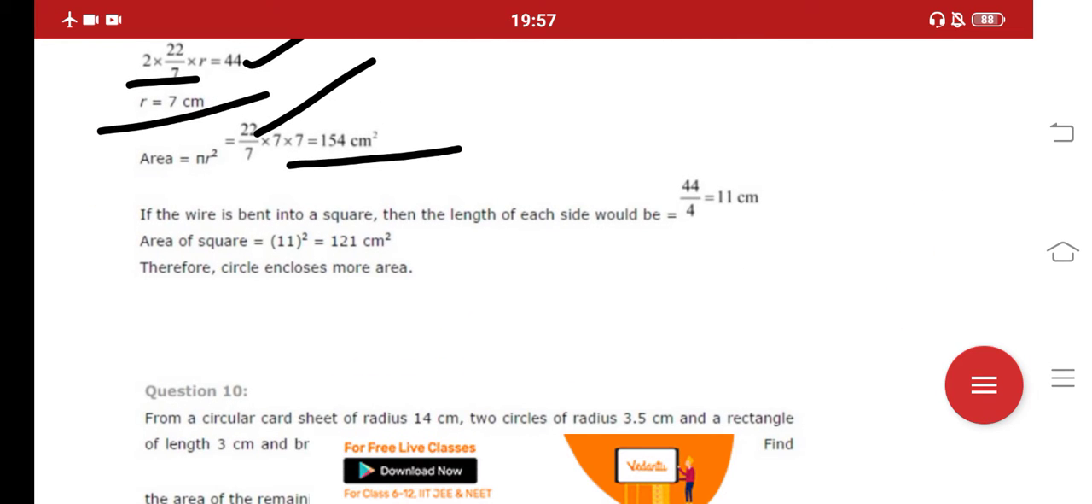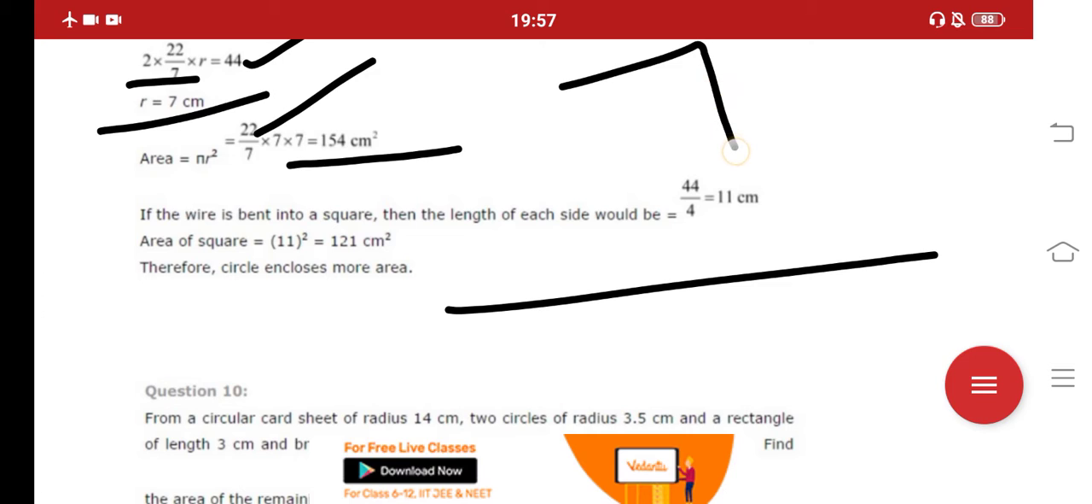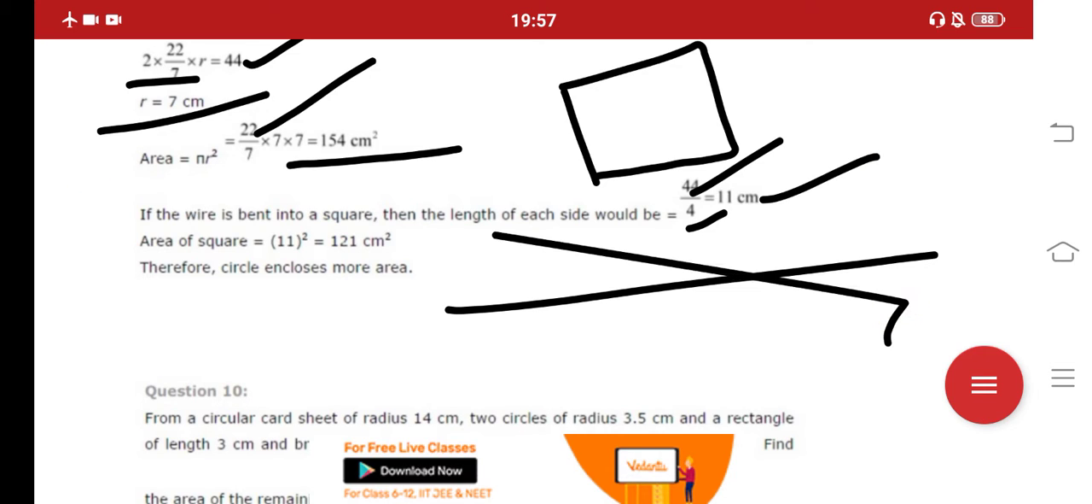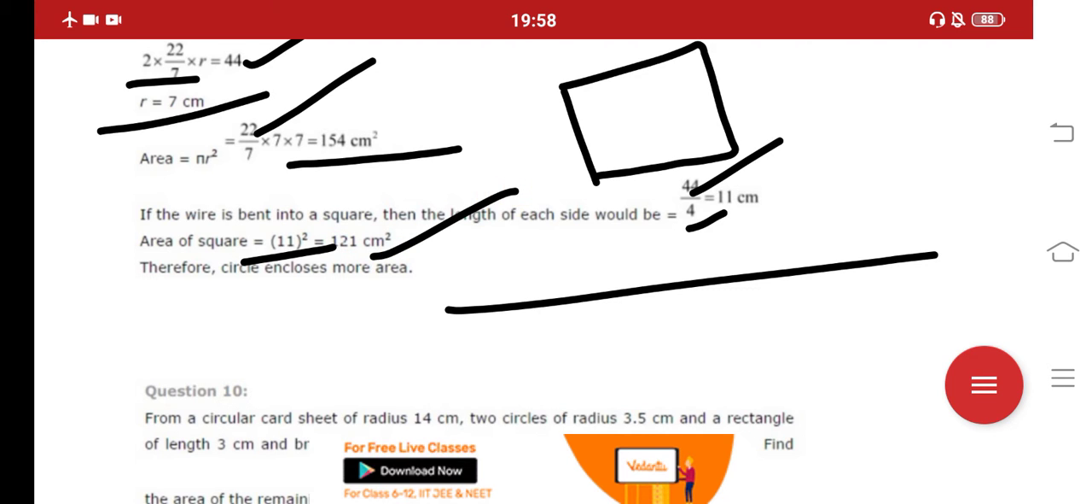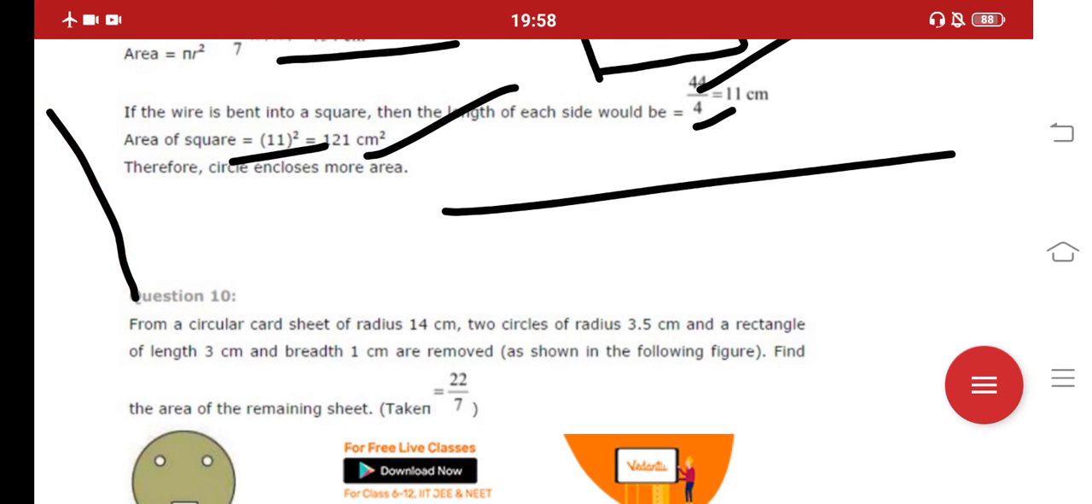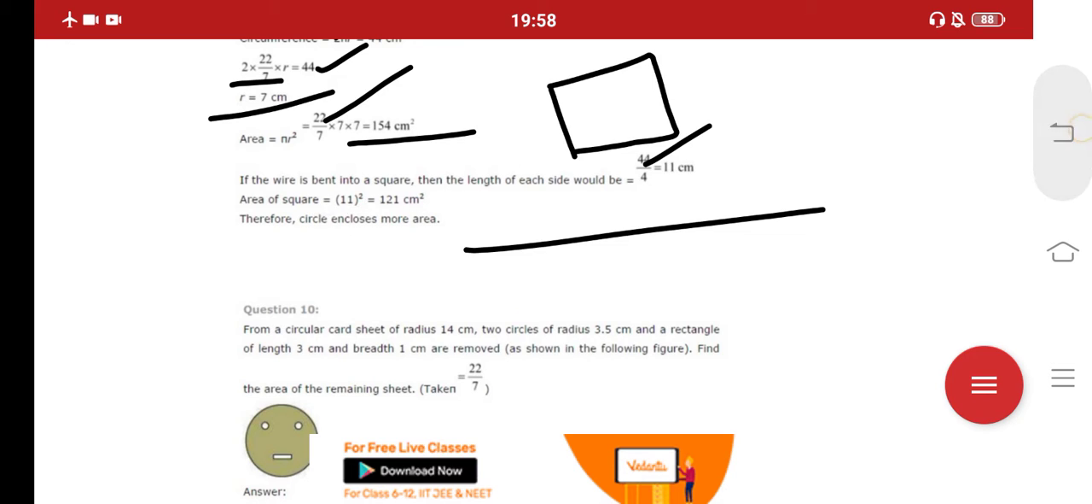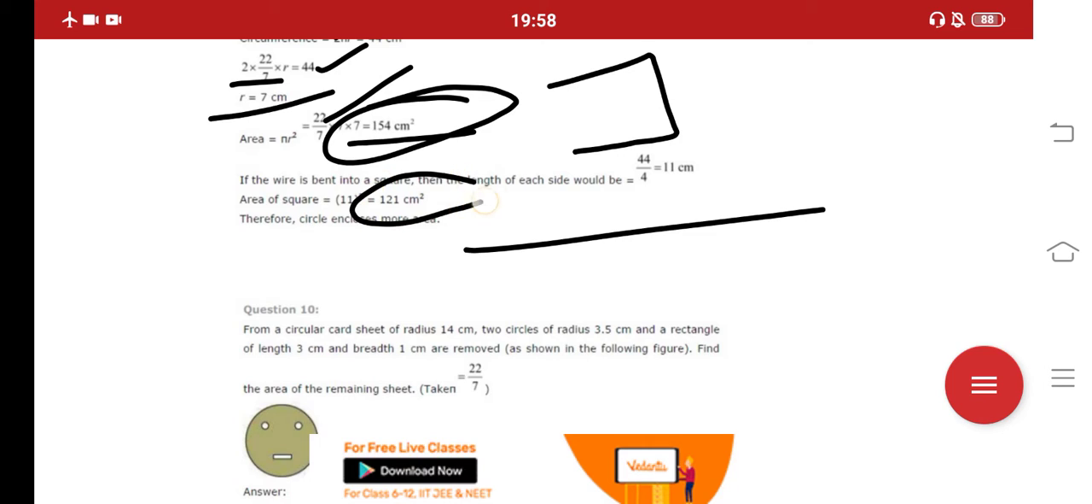Okay, if the wire is bent into a square shape, then the length of each side would be, if the total length is 44, and we convert this total length into 4 sides, the total length divided by 4 sides. So each side has 11 centimeter length. And we know that the area of a square is side into side. So that is 121 centimeter square. Here we can see which figure encloses more area. The circle encloses 154 and the square encloses 121. So we can easily say that the circle encloses more area than the square.